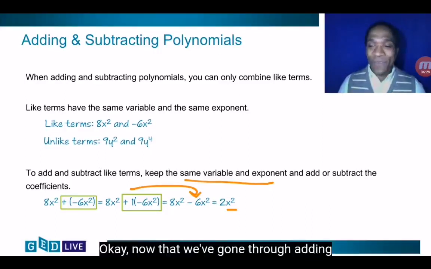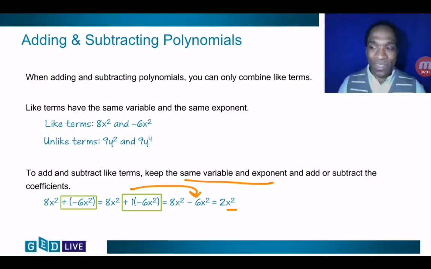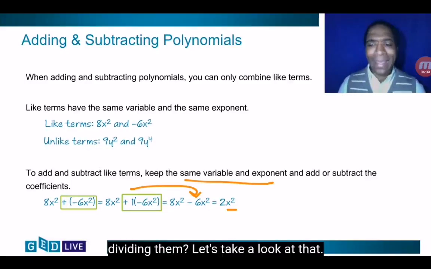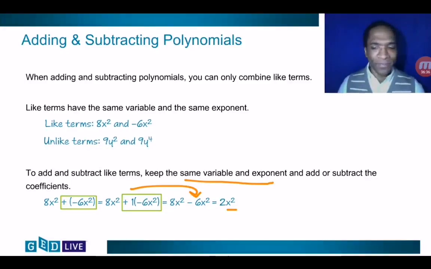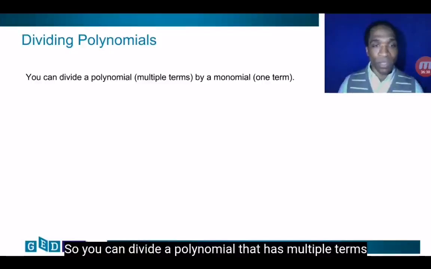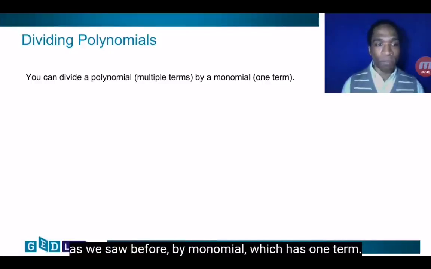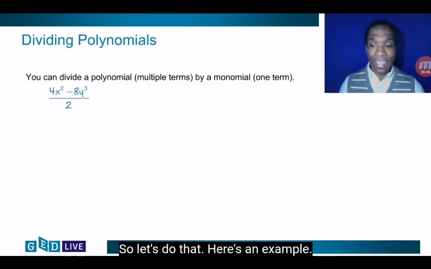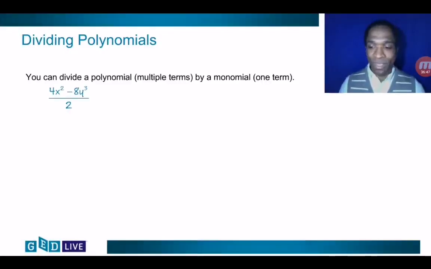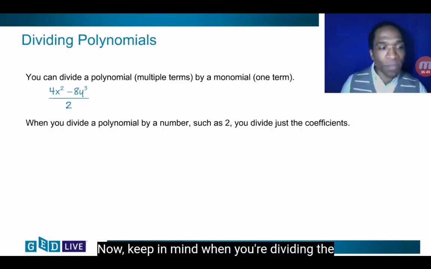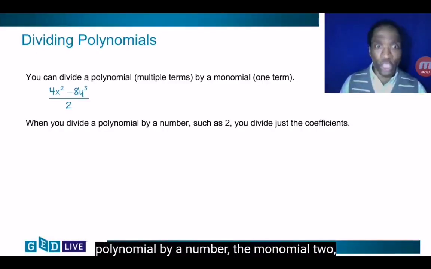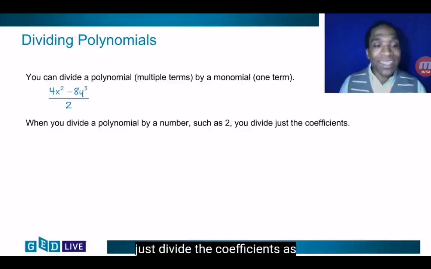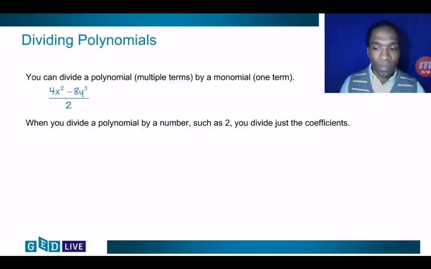Okay, now that we've gone through adding and subtracting polynomials, what about dividing them? Let's take a look at that. So you can divide a polynomial that has multiple terms, as we saw before, by a monomial, which has one term. So let's do that. Here's an example. Now keep in mind, when you're dividing the polynomial by a number, the monomial 2, just divide the coefficients since we're dividing by the number. So here's what that would look like.